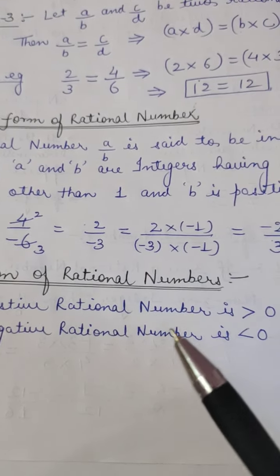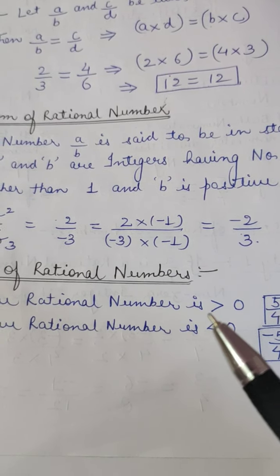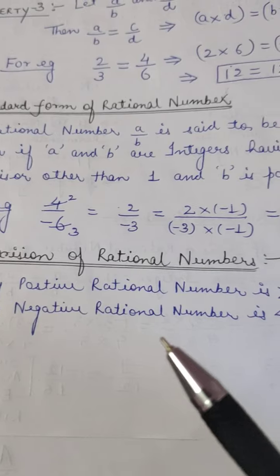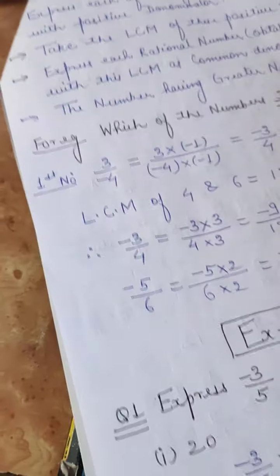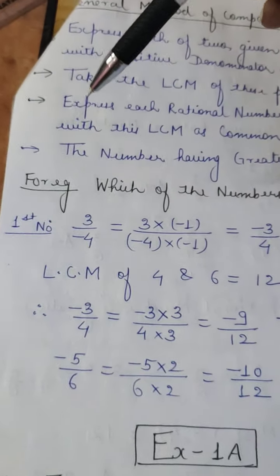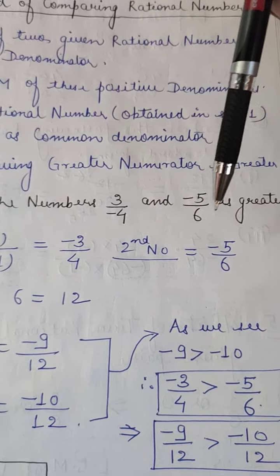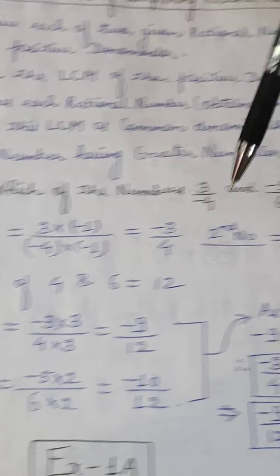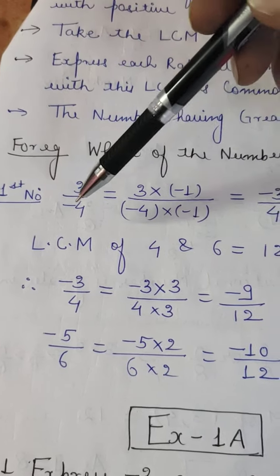As we know, the rational numbers which are positive lie on the right side of the number line, and those which are negative lie on the left side of the number line. So in order to compare two rational numbers, here I have considered one example, -3/4 and -5/6. Here, 3 by -4 is the first rational number.